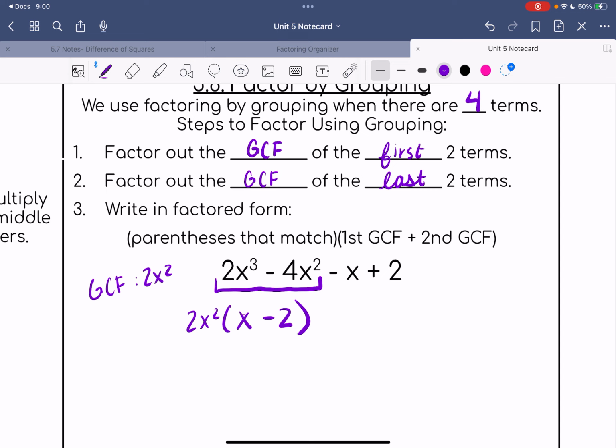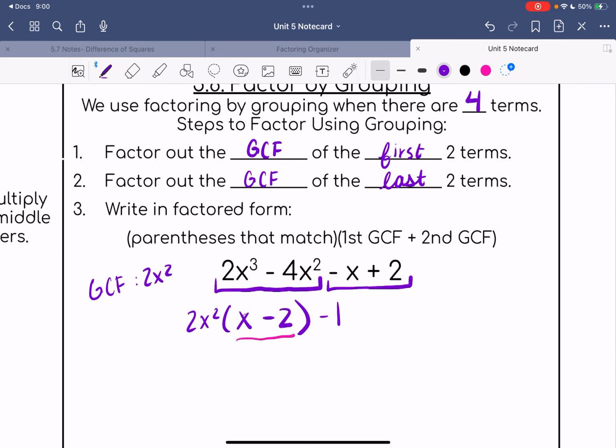Close those parentheses because the x squared factors out completely. Out of negative x plus 2, there's nothing I can divide both of those by, but because they are currently a negative x and a positive 2, and I want them to be a positive x and a negative 2, I'm going to divide out a negative 1. And that happens anytime our third term is negative, you're going to want to pull out a negative.